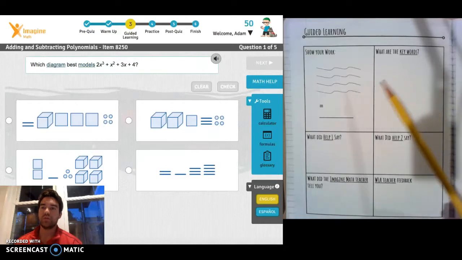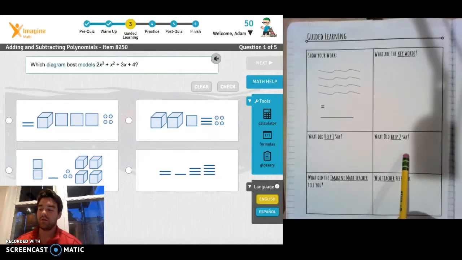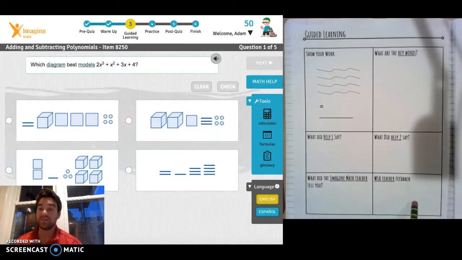What are the key words? That's where you're going to write down any keywords, any words that are underlined, or any words that help you answer the question. That's where you're going to put that. What did Help 1 say? What did Help 2 say? What did the Imagine Math teacher tell you? And then what is the WLA teacher feedback?